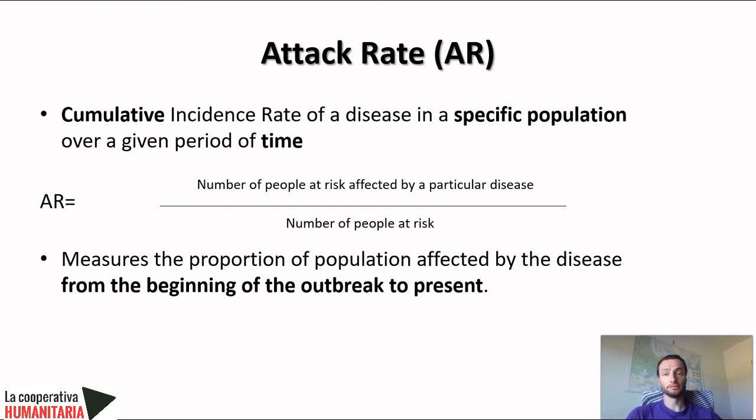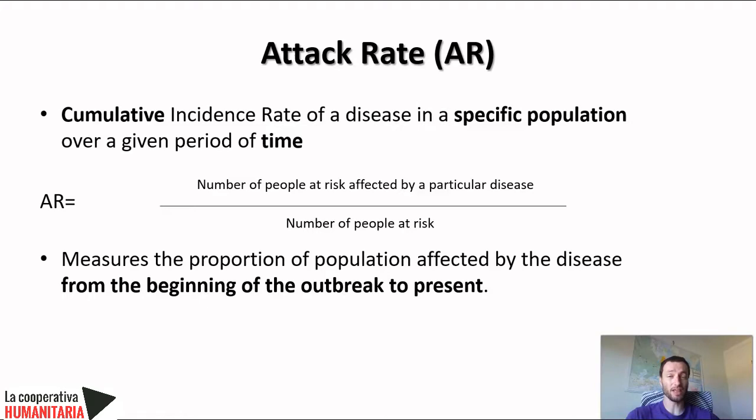Another indicator would be, for example, attack rate. Attack rate can be called the cumulative incidence rate of a disease for a specific population or a period of time. It's calculated by the number of people at risk affected by the particular disease divided by the population. These are affected, not suffering of the disease at that particular moment, affected from the beginning of the outbreak.